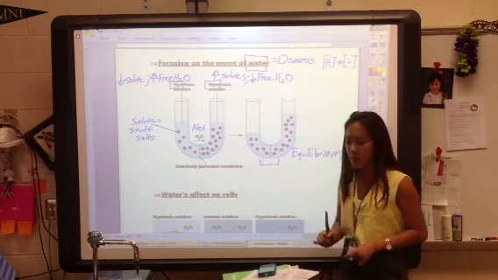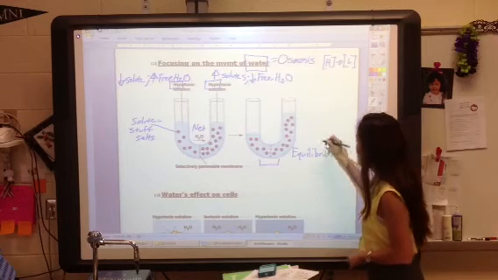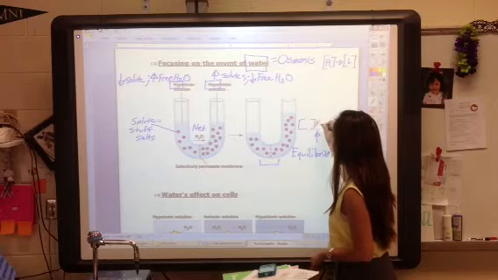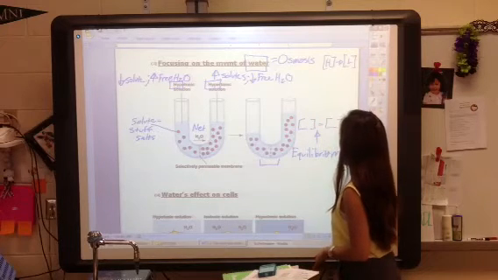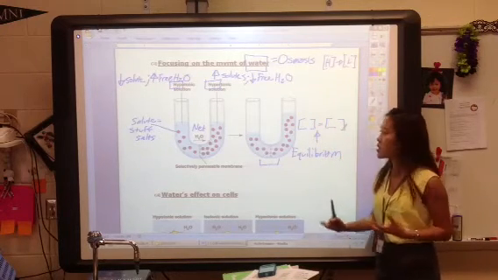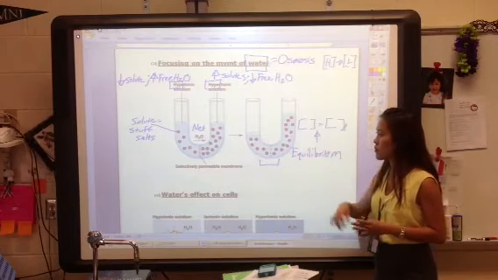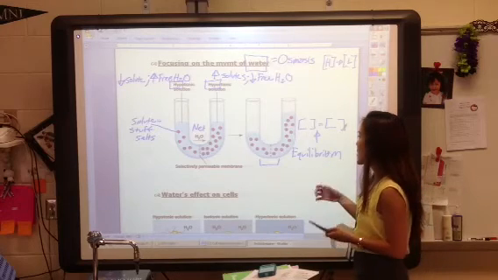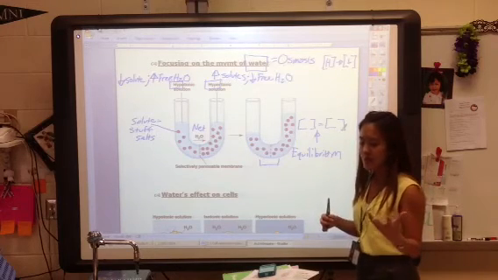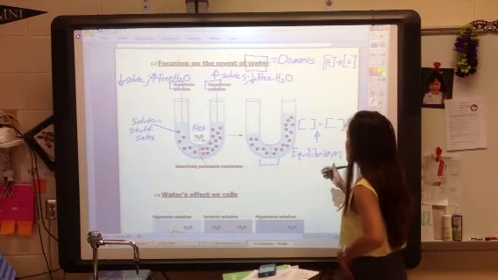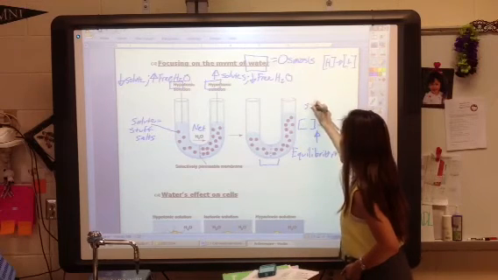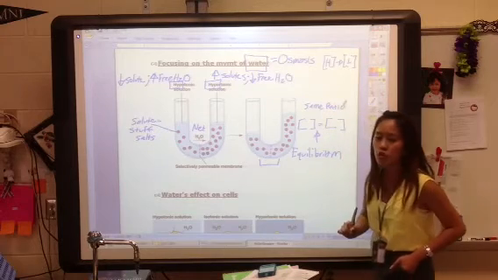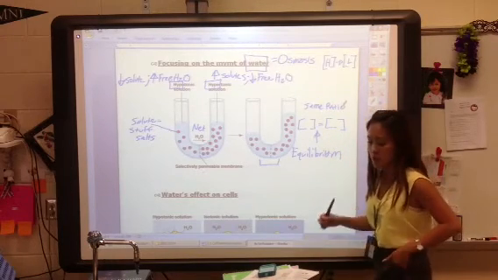Now, equilibrium, when you think about this, is going to mean that the concentration of water and solute on both sides is going to be the same. Now, when I say that, it doesn't mean it's going to be the same in number, but that it's going to be in the same ratio of water molecules to solute molecules.